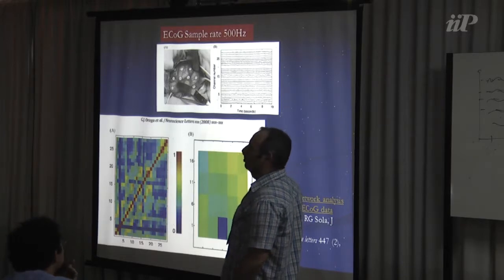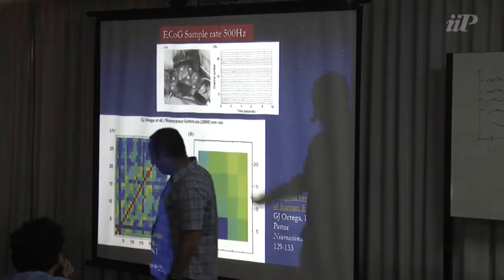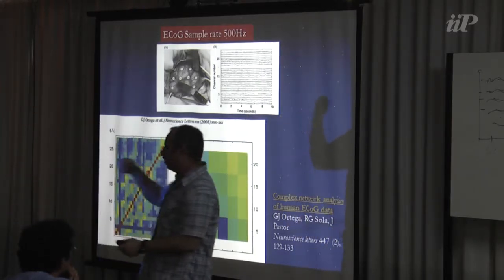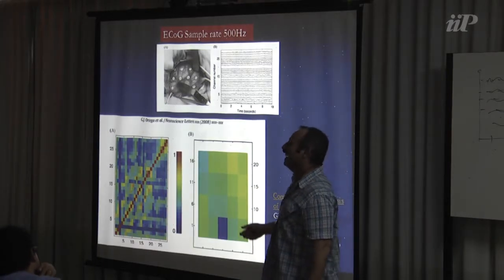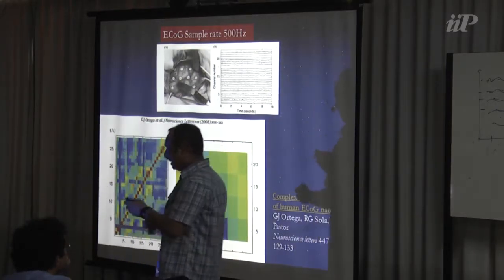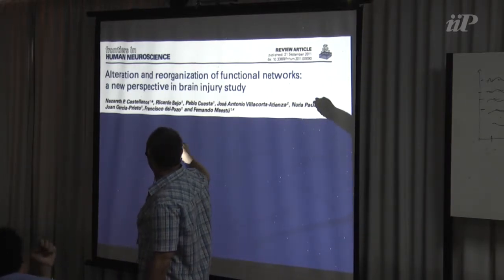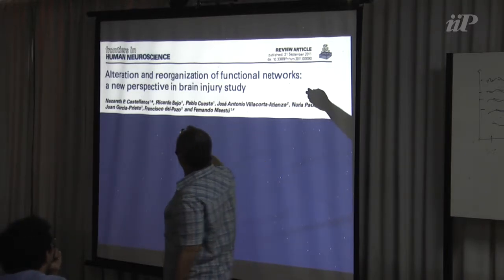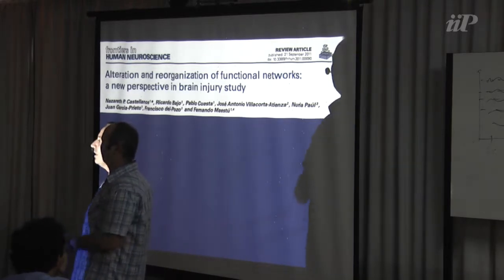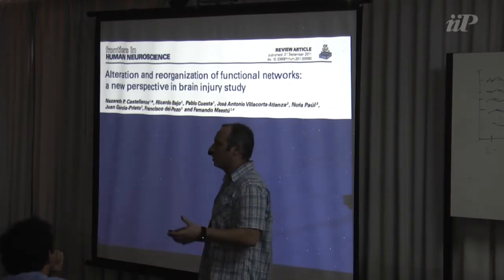In this direction, there are some papers. For example, in epilepsy surgery, you need to know where to put the knife. You are interested in detecting perfectly well the node, so the node is very relevant. This is related to what Draulio told us yesterday. Let's see the title: Alteration and Reorganization of Functional Network: A New Perspective in Brain Injury Study. It's clear that in brain injury study, it's important to specify the node and not say everything is homogeneous.